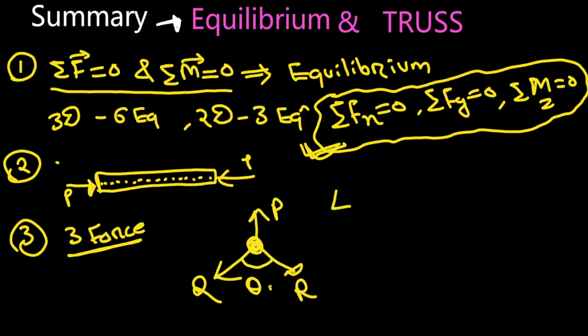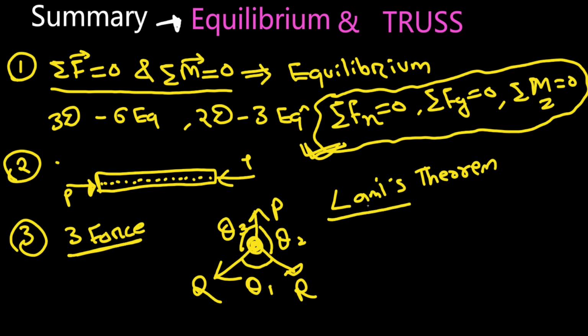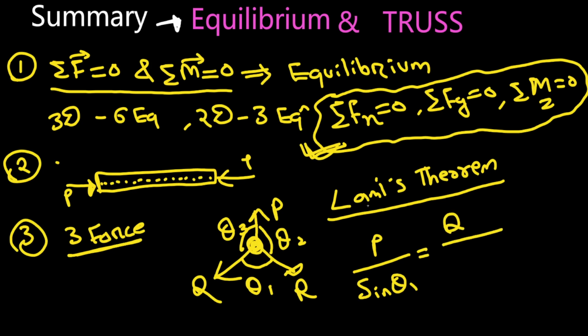Suppose this angle is theta 1, this is theta 2, this is theta 3. So Lami's theorem, the most important theorem for 1 mark question, it will be P by sin theta 1 is equal to Q by sin theta 2 is equal to R by sin theta 3. What it is saying? P is the force.